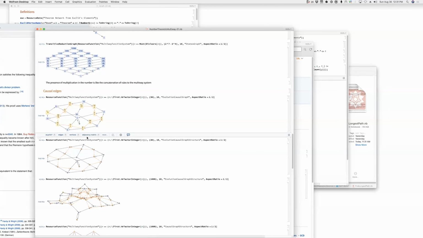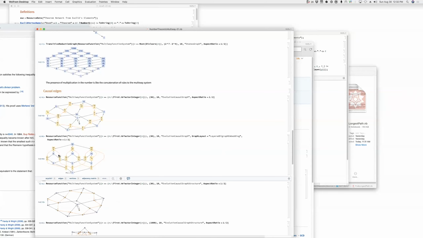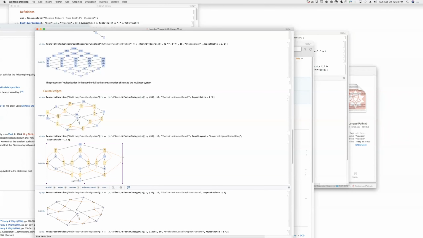Well, we want this to be a layered causal graph. How do we do that? We just say in here, graph layout. Okay. Now, why is 3015 causally connected to 5,1? What does a causal connection even mean here?